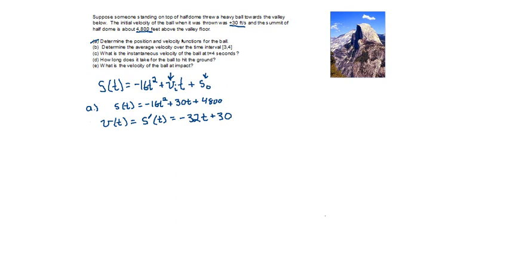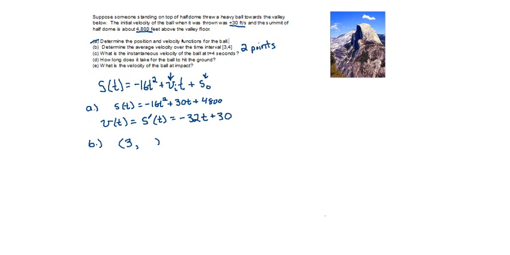Part B, determine the average velocity over the time interval 3 seconds to 4 seconds. So this is basically just the slope between 2 points. That's your average velocity. So we have to find those 2 points. For letter B, the first point is going to be at time equals 3 seconds. And then we've got to figure out how high this ball is at 3 seconds.